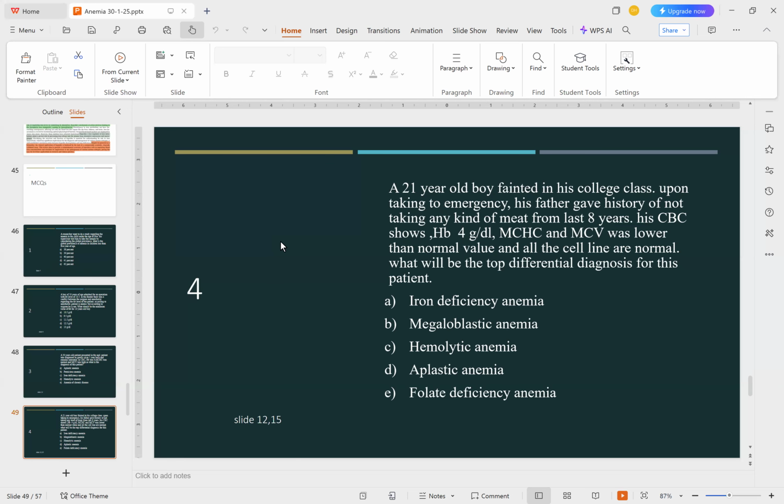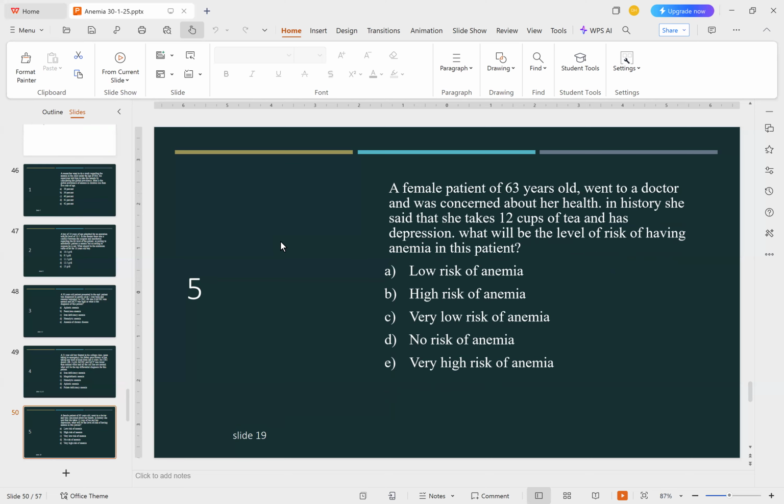A 21-year-old boy fainted in his college class. Upon taking him to the emergency, his father gave a history of not eating any kind of meat for the last 8 years. His CBC shows HB 4, MCHC and MCV lower than normal, and all the cell lines are normal. What will be the top differential diagnosis for this patient? Iron deficiency anemia, megaloblastic anemia, hemolytic anemia, aplastic anemia, and folate deficiency anemia. It's A, iron deficiency anemia.